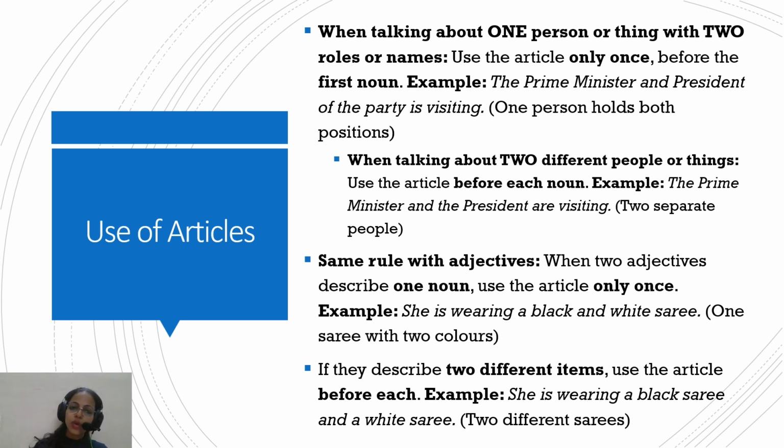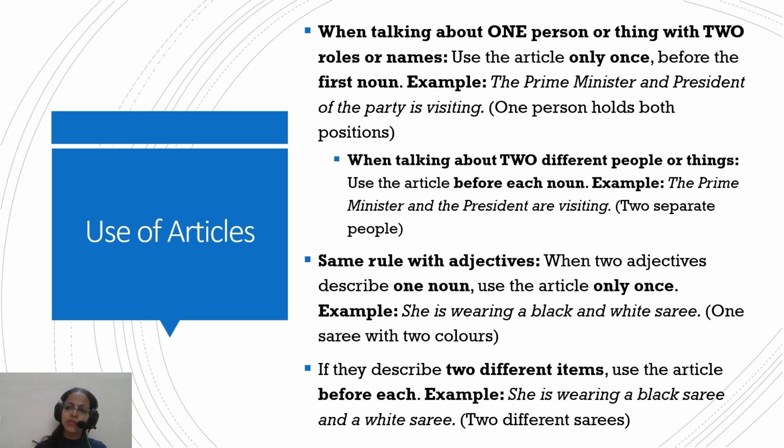But if there are two items, then you use two articles. So she is wearing a black and a white sari. No, a black sari and a white blouse, because who will wear two saris? So she's wearing a black sari and a white blouse. So here black sari and white blouse are being talked about, two different objects, so two different articles.